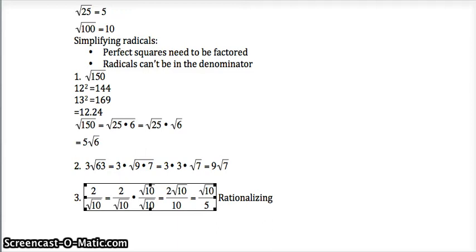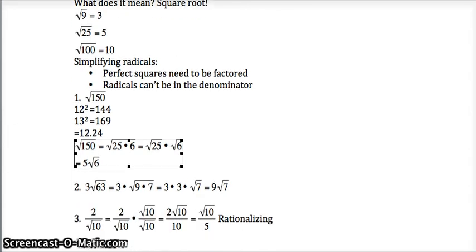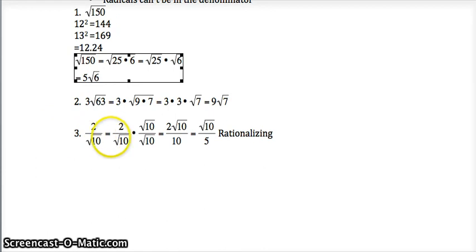Okay, so remember those things. Factor out the biggest square root you possibly can. So you get 5 root 6 here. That's the same thing as root 150. Radical 150 is 5 radical 6. If you have a number in front, you just multiply that by whatever you get when you factor out the biggest perfect square. So 3 times root 63 is the same thing as 3 times 3 root 7, which is 9 root 7. And if you have a radical in the denominator, then you multiply that radical in the denominator by the top and the bottom, and then you simplify. So you get 2 root 10 over 10, which is just root 10 over 5.